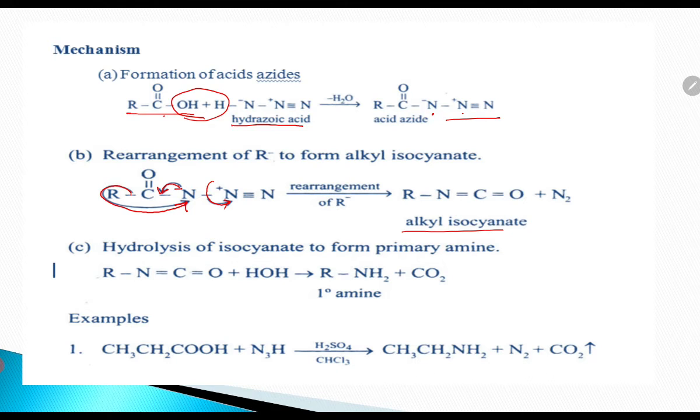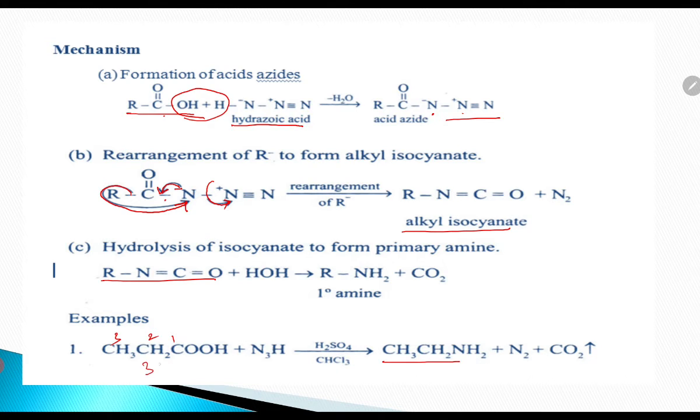Therefore, alkyl isocyanate is obtained, R N double bond C double bond O. Next, hydrolysis of this alkyl isocyanate gives rise to primary amine. The hydrolysis of alkyl cyanide gives primary amine. Example here is propanoic acid, that is 1, 2, 3 carbons. We have propanoic acid on reaction with hydrazoic acid in the presence of H2SO4, giving rise to ethyl amine.